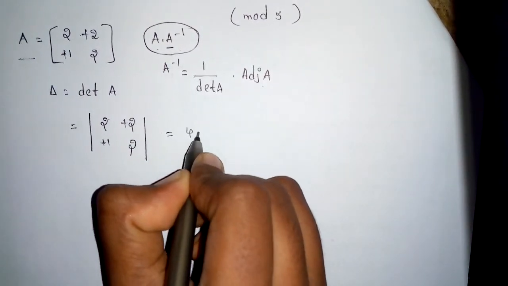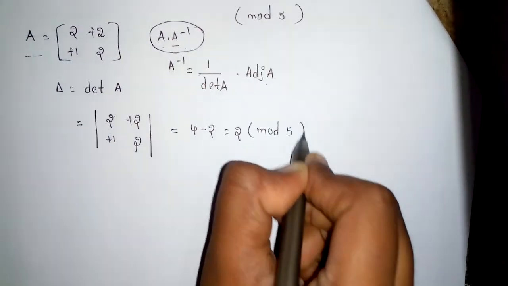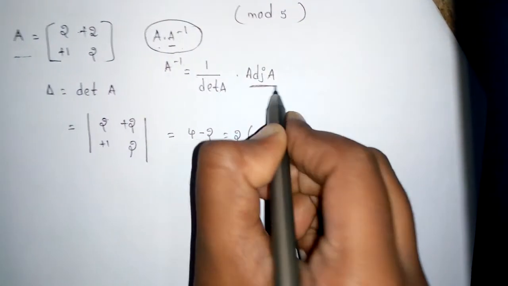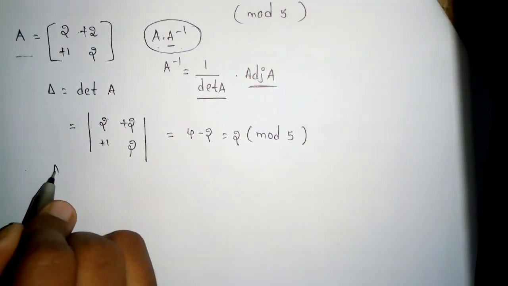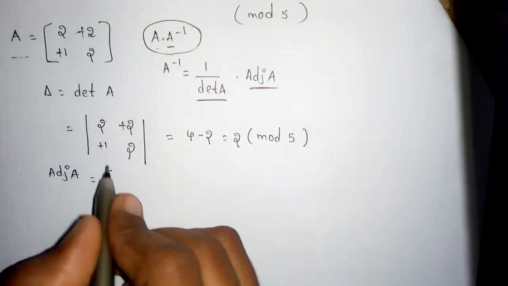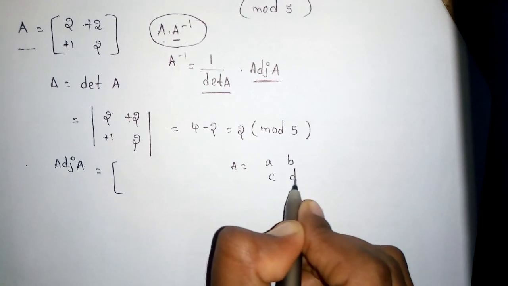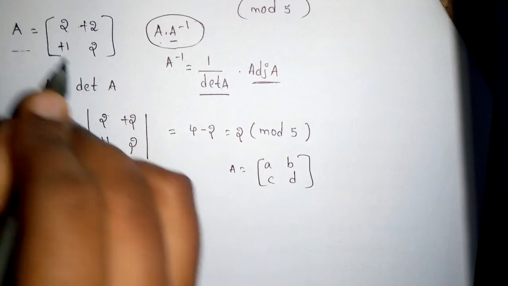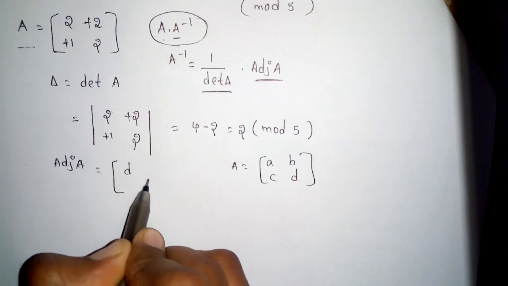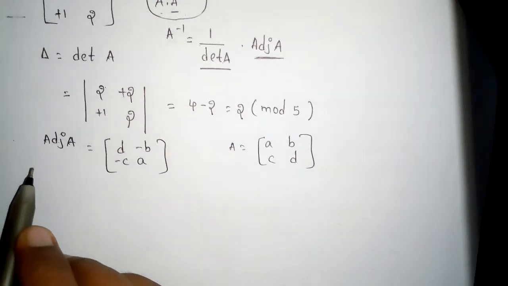Det A is 2 into 2, 4, minus 2, equals 2, and then we have mod 5. Now we come to adjoint A. We found the det A, and now it's the turn to find the adjoint A. Before writing the formula, we write the matrix A, B, C, D. We interchange the places of D and A, and then put minus B, minus C. This is the formula for the adjoint A.